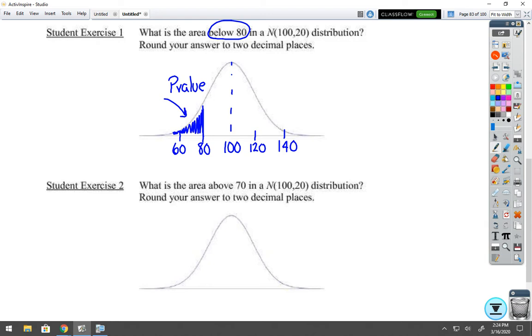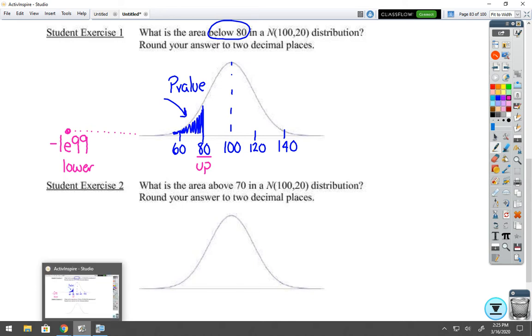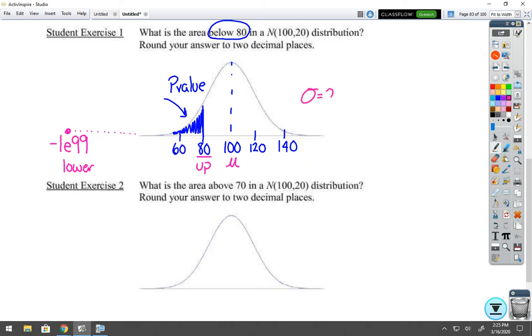Where we're heading, we have two different numbers that we're looking at. We have two cut points. One is a lower number, which is -1 E99, a little tiny number way out here, if you can imagine this number line continuing forever. And we have another number, which is 80. This is going to be our upper, and the other is going to be our lower. The 100 is going to be our mu, and the standard deviation of 20 is going to be our deviation in and out.